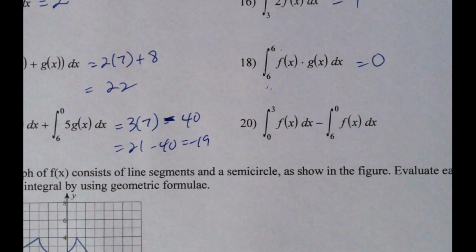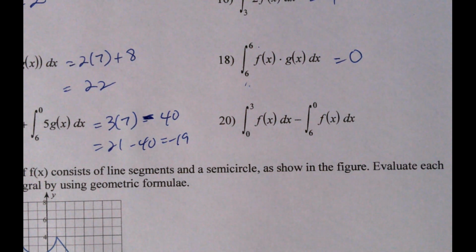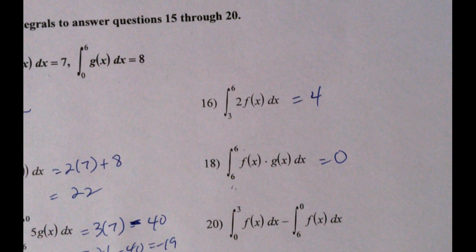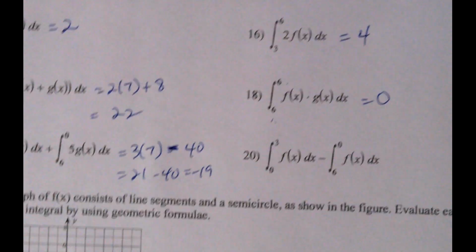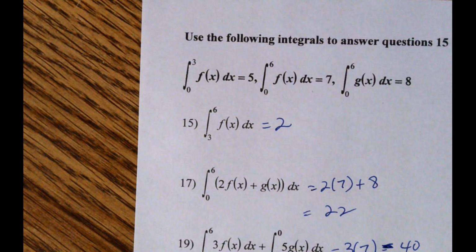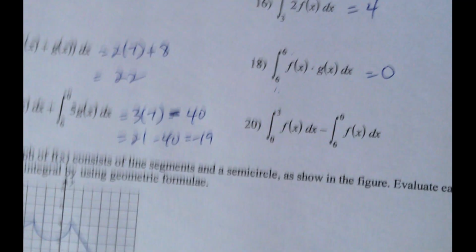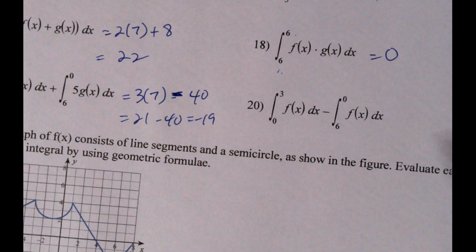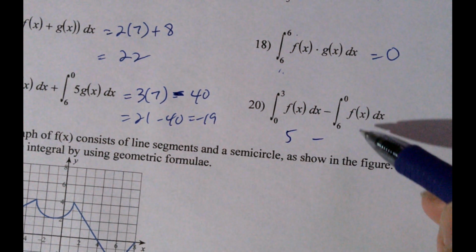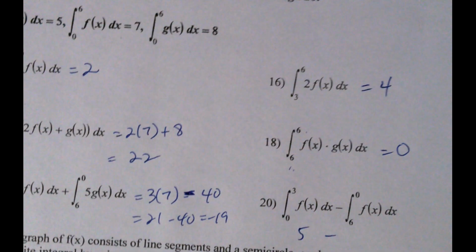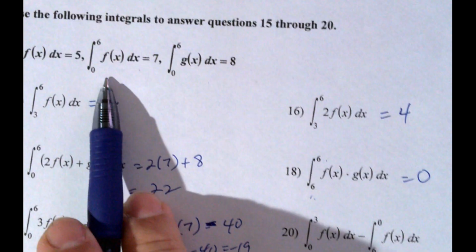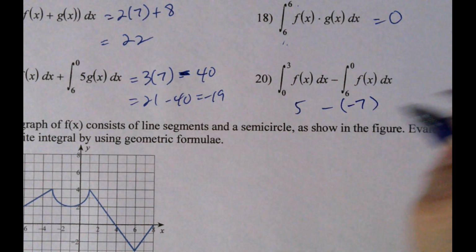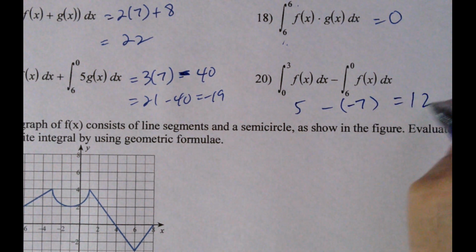And the last one, 0 to 3 of f of x is, what was it, 0 to 3? Did we do that? Oh, it's 5. All right, 0 to 3 is 5. So it's 5 minus 6 to 0 of f of x. So that's this one. But we've got to take the opposite of that. So it's negative 7. 5 minus negative 7 is 12.